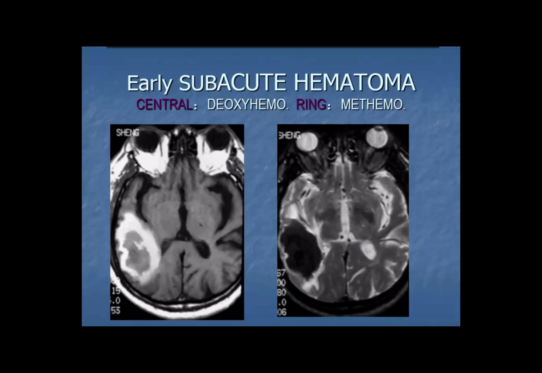In the early subacute hematoma, the center is oxyhemoglobin and the rim is methemoglobin. On T1 weighted image, we can find a lesion with an isointense center and a hyperintense rim. And on T2 weighted image, the hematoma is a very dark signal, a hypointensity.